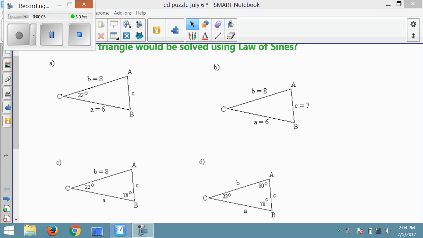Today we are learning mostly information about law of sines and law of cosines. So we're going to start off with the problem here. Which one of these triangles, A, B, C, or D, could be solved using the law of sines?